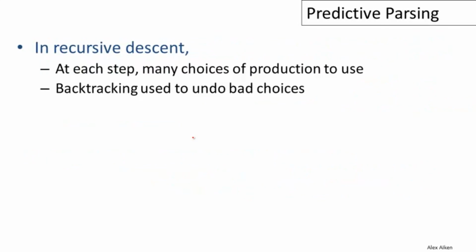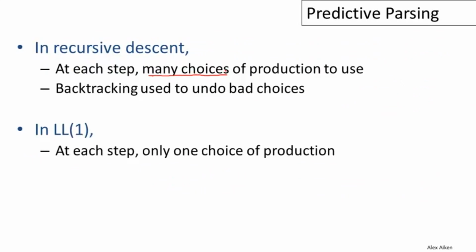To review, in recursive descent parsing at each step, there may be many choices of production to use, and so we need to use backtracking to undo bad choices. In an LL(1) parser, at every step, there's only going to be one possible production to use. And what does that mean?